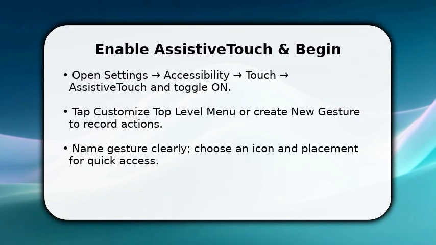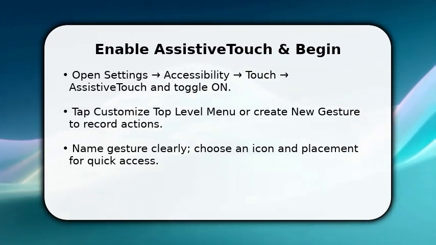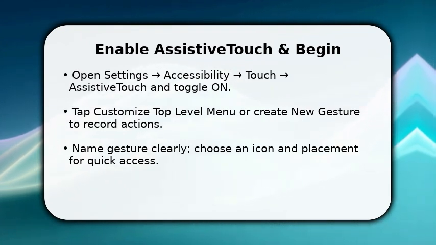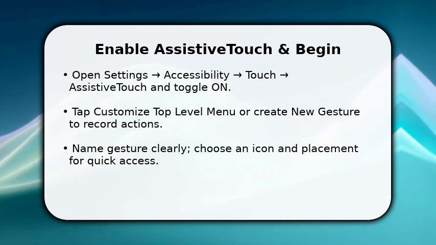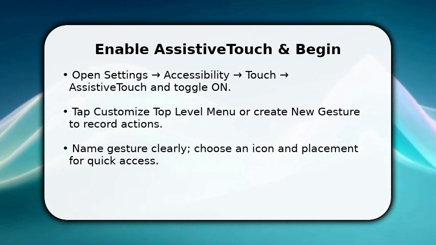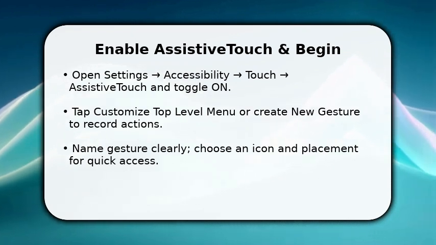You start by enabling AssistiveTouch and moving straight into the creation flow. This saves time and anchors the process. Once AssistiveTouch is on, open Customize top-level menu so you can add a custom entry. Make a new gesture and record the motion you need, a swipe, multi-tap, or pattern, and name it clearly.